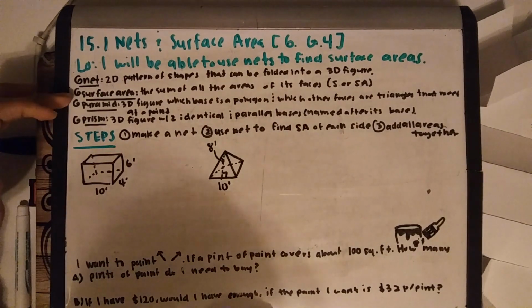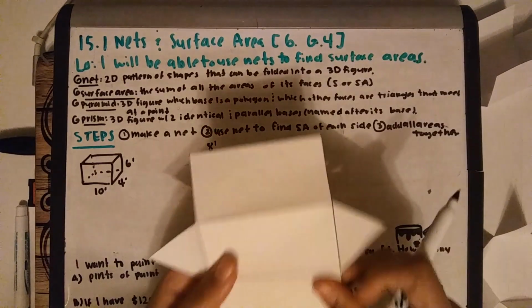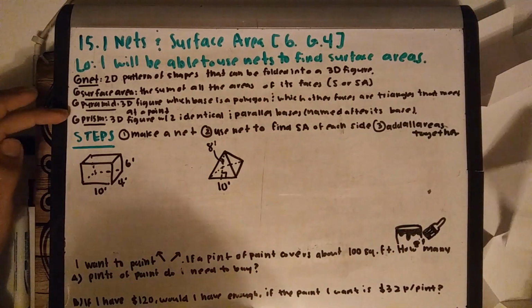Surface area is the sum of all the areas of its faces. So if I were to do this triangular prism, I will add all the area of all these faces, and that will give me my surface area.